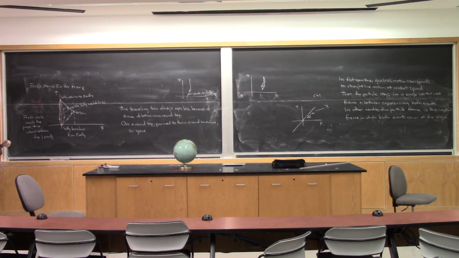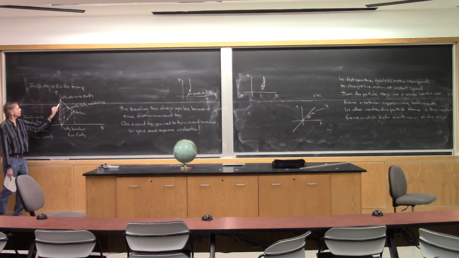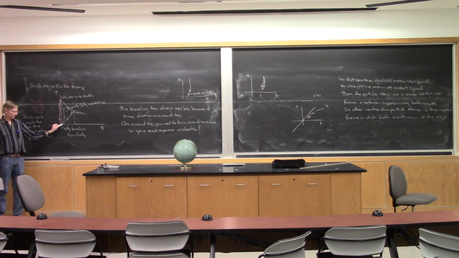But assuming that Sally and Fred actually want to come see one another again, on a round trip you need to turn around somewhere, so you must experience acceleration. In other words, accelerated motion will always involve a smaller amount of time elapsed than free unaccelerated motion, the drift between the two events in a straight line at constant speed motion.